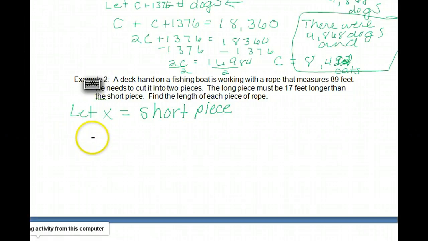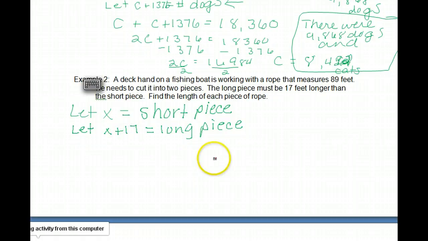So our short piece is going to be our independent variable. It is our x. And then our long piece is our dependent variable. It depends on the length of the short piece. It is 17 feet longer than the short piece. That indicates addition of 17.